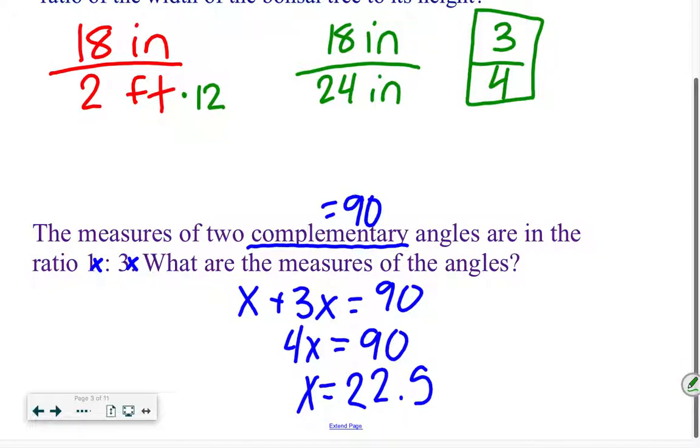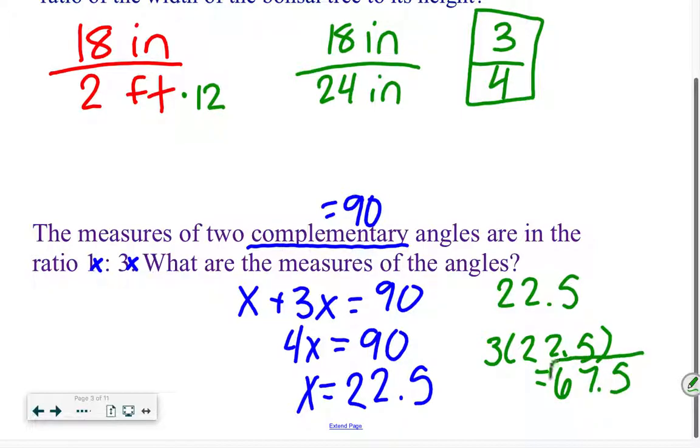You were close. Yeah. This asks not what x is, but what are the measures of the angles? Well, one of the angles is x, right? So one of my angles is 22.5. The other one's 3 times that. So I take 3 times what? 3 times 22.5. And I get 67.5.